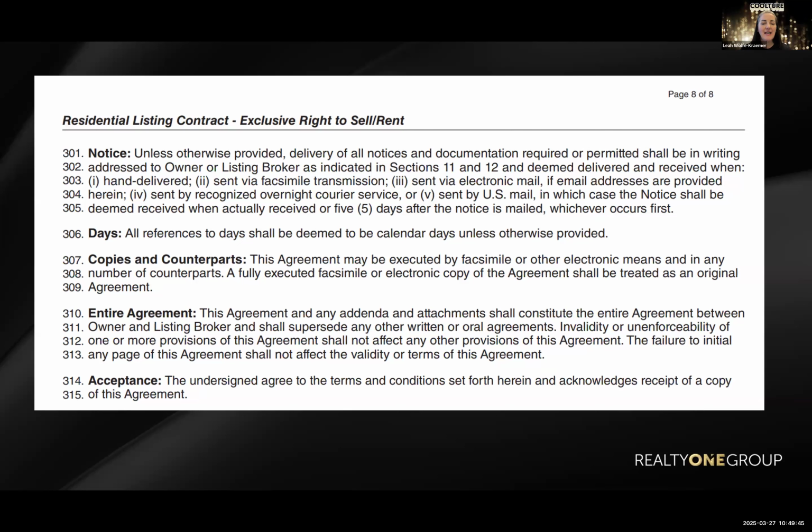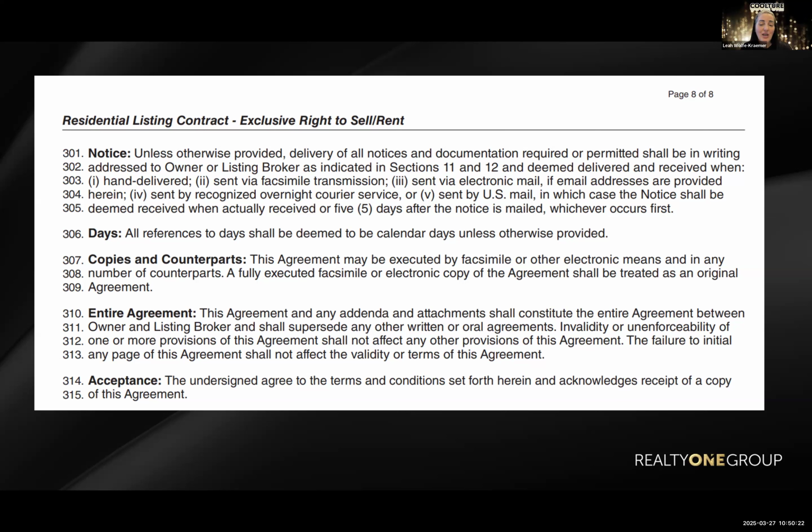This agreement and any addenda and attachments shall constitute the entire agreement between owner and listing broker and shall supersede any other written or oral agreements, which we know whatever is in writing is going to be the standard that we're holding. Invalidity or unenforceability of one or more provisions of this agreement shall not affect any other provisions of this agreement. The failure to initial any page of this agreement shall not affect the validity or terms of this agreement. You know, somebody complained about that, right? Well, I didn't initial that page, so nothing on that page applies. Incorrect. It all applies. The undersigned agree to the terms and conditions set forth herein and acknowledge receipt of a copy of this agreement. So that's why it's important.